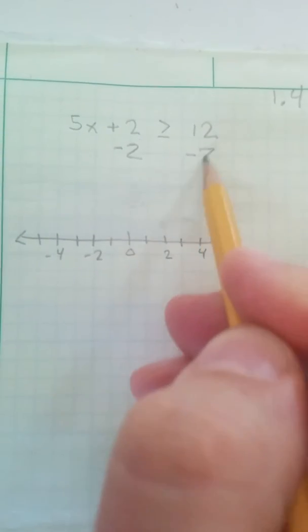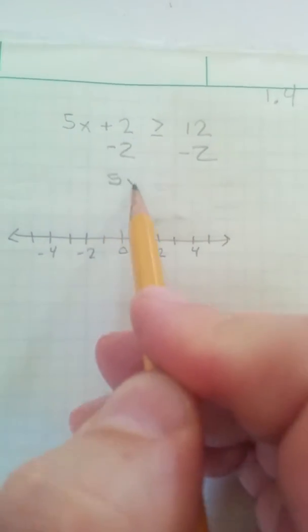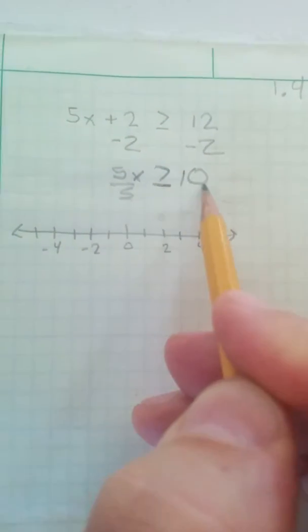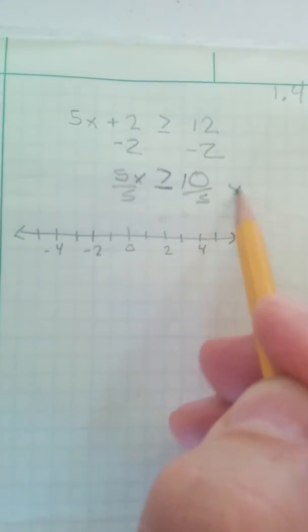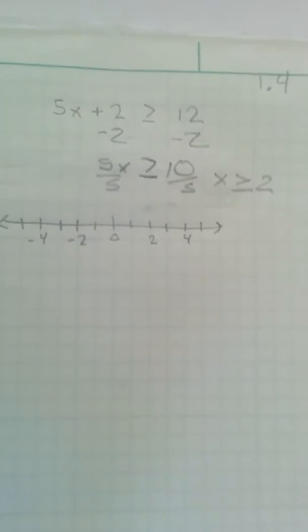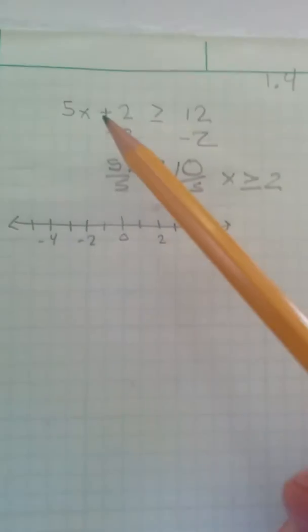So we subtract 2 from both sides. Divide by 5. So x is greater than or equal to 2. So as long as we pick a number that's bigger than 2, this thing's going to be a true statement.